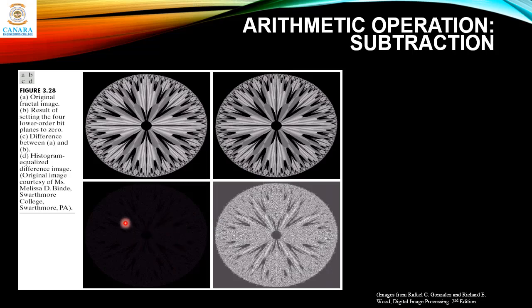Now in order to enhance this difference, if you want to make out more clearly what exactly is the difference, you can perform histogram equalization, and this will be the error image, after you perform histogram equalization. So this much detail is missing in this image where we have set the last 4 bits as 0. But it's very difficult to make out by looking at this image. It looks similar, but this much data is missing.